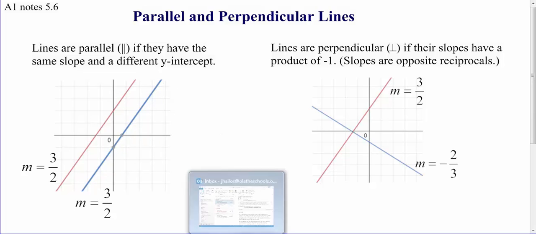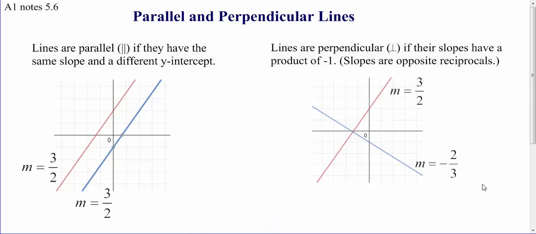Now perpendicular lines happen when the slopes of the two lines have a product of -1. Another way of saying that is that the slopes are opposite reciprocals. You can see the example here. This red line is the same red line we have over here. It has a slope of 3/2. The blue line, though, now has a slope of -2/3. With those two slopes, the lines intersect to form a right angle right there. Or you could mark it here, or here, or here. It's right angles all around.